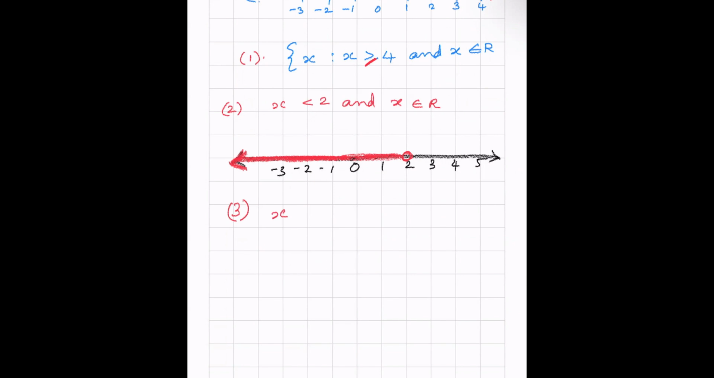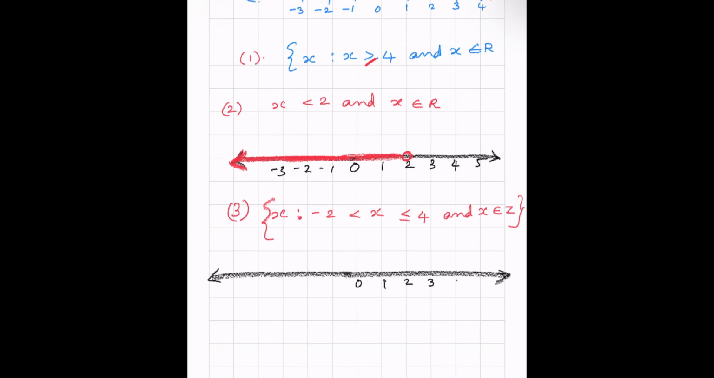X such that negative 2 less than x less than or equal to 4 and x is an element of Z. What is the meaning of Z? Integers, right? So Z is representing integers. So again, you draw a number line, then mark 0, 1, 2, 3, 4, 5, all that should be good. Now, which are the possible values of x? Which are the possible values of x?